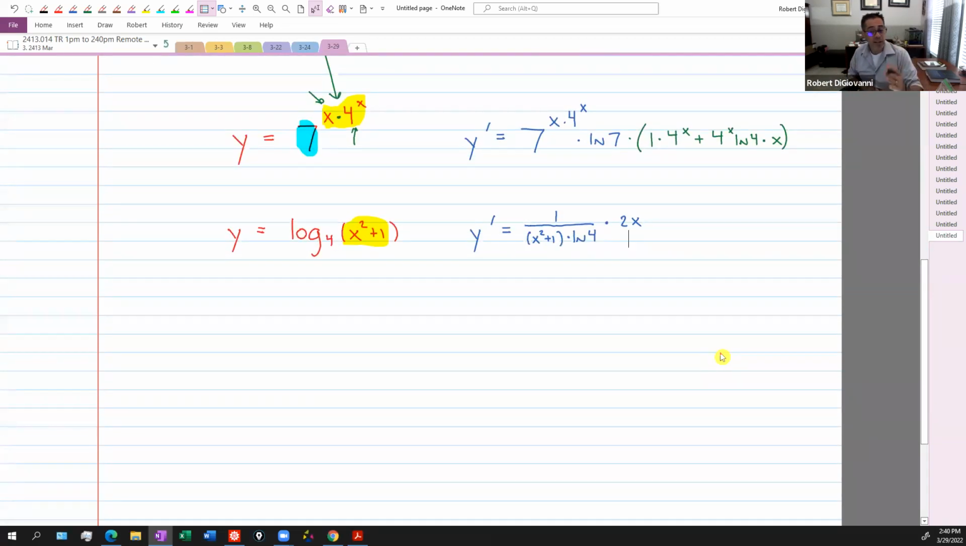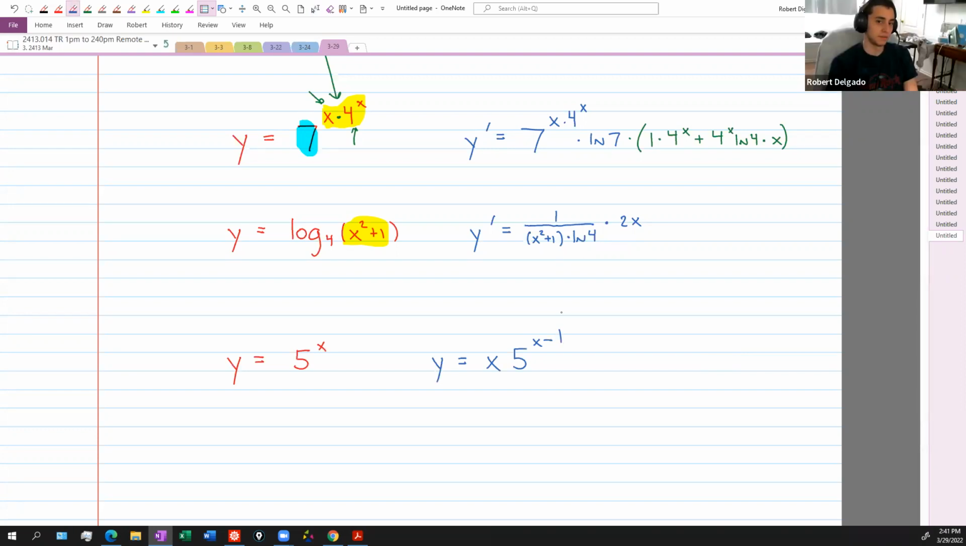We're out of time. You're going to need to practice and ask for help, ask questions next time. Here's the most common mistake I see. Students will be asked to find the derivative of like 5 to the x, and they'll tell me that the derivative of that is x times 5 to the x minus 1. What did they do? They did the power rule.